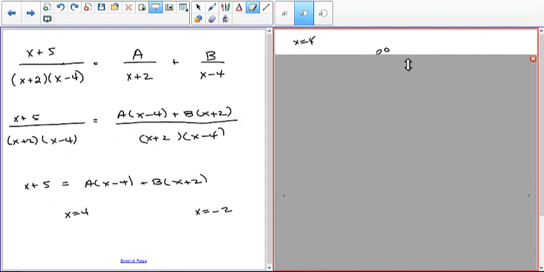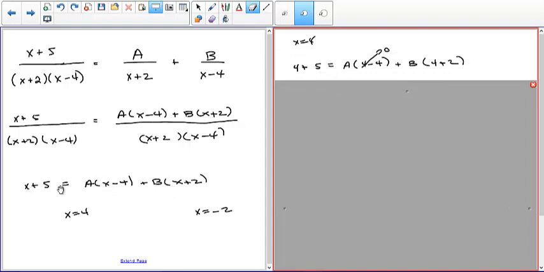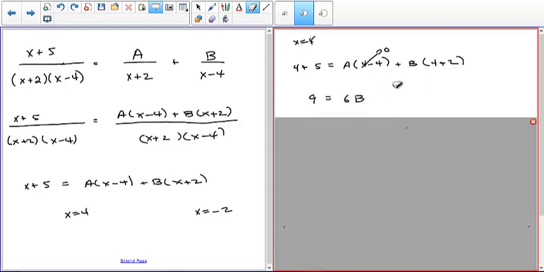So for x equals 4, plug them in there. Different than last time, we have x plus 5 over here, so we're going to have to plug in x equals 4 here and x equals 4 there. So we'll get 4 plus 5 instead of x plus 5, is equal to A times 4 minus 4, which is 0, plus B times 4 plus 2. So that goes to 0. 5 plus 4 is 9. 4 plus 2 is 6. So let's divide by 6. You get 9/6.